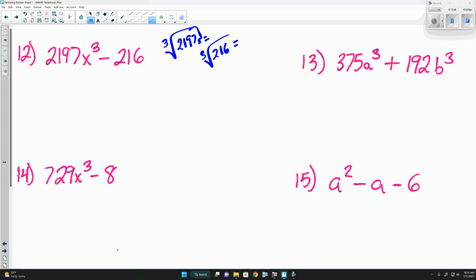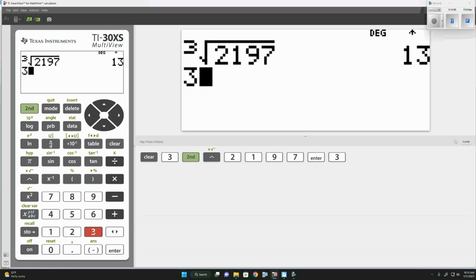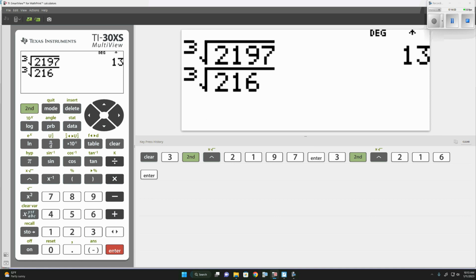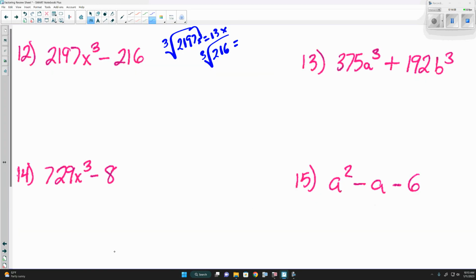So we have 13, and then we also have x, because the cubed root of x to the third is just x. Now we also need to find the cubed root of 216. 3 second, 216 is 6. So these are our two perfect cubes. So it is a difference of perfect cubes, because we have two terms, and since x is to the third, it has to be a cube.